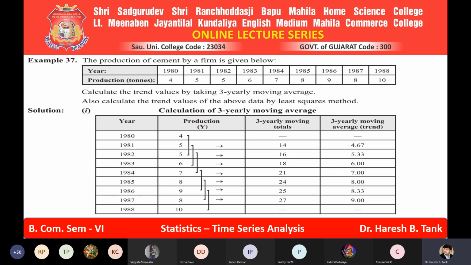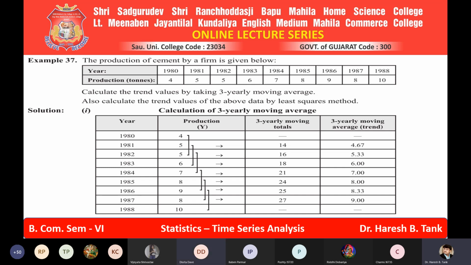3-yearly moving average. What should be done to get a 3-yearly moving average? Answers from your side. First, we have to arrange in a proper column, row, column. First column, year. Second column, production in tons. Fine enough, done it. What is next to be done?